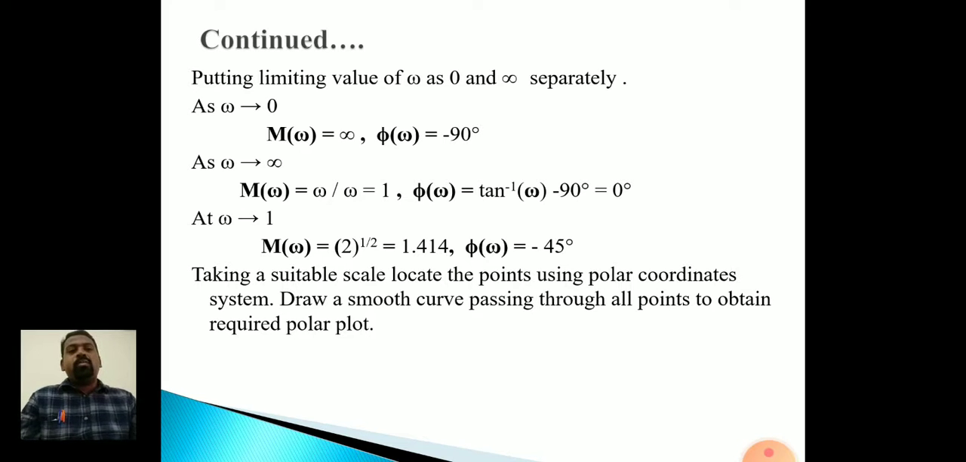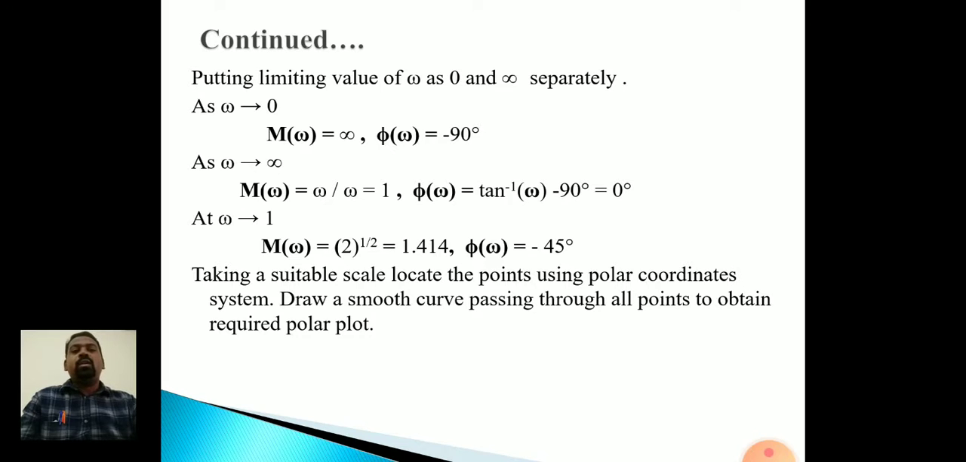Once again, phi omega is minus 90 as omega tends to infinity. M omega is omega by omega, that is 1, and phi omega is tan inverse of omega, which is 90, and minus 90 gives 0. So once again, substitute the third point, omega tends to 1, to get the in-between point. Here m omega, the magnitude ratio as omega tends to 1, is root 2, that is 1.414, and phi omega equals minus 45 degrees.